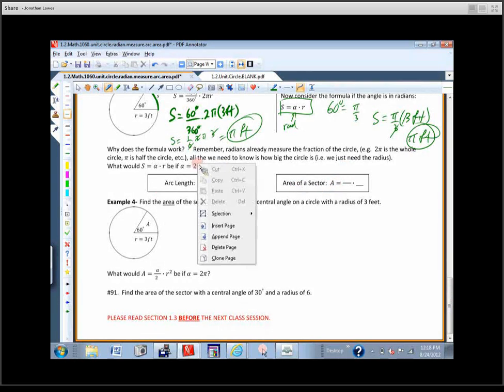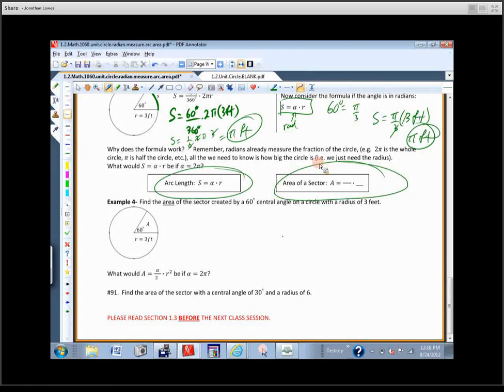So the other formula that we're going to need is this one right here. So we've already got arc length. Arc length is right here. This is the area of a sector. Let's go ahead and fill this in. Here's the formula if you use radians. It's alpha over 2. So take the angle measure in radians, divide it by 2, multiply by r squared.